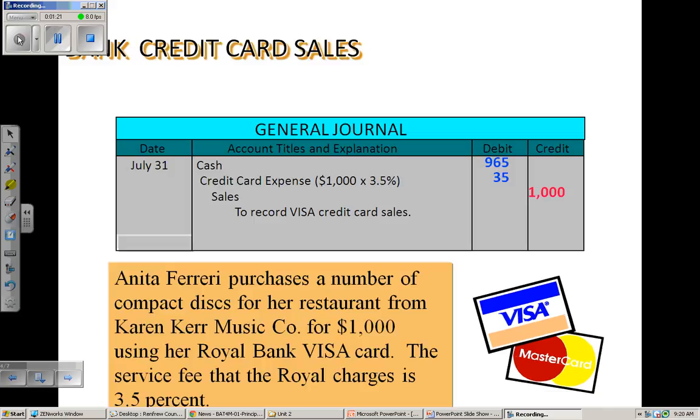One example is on this slide. Anita Ferrari purchases a number of compact discs for her restaurant from Karen Kerr Music Company for $1,000 using her Royal Bank Visa card. The service fee that the Royal charges is 3.5%. So the journal entry to record this sale is debit cash, the $965 that we are actually going to get from that sale, debit credit card expense, $35, since 3.5% of 1,000 is 35, and credit sales 1,000. The explanation is to record Visa credit card sale.